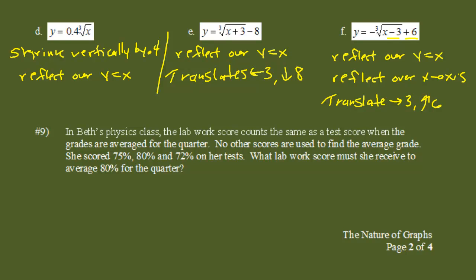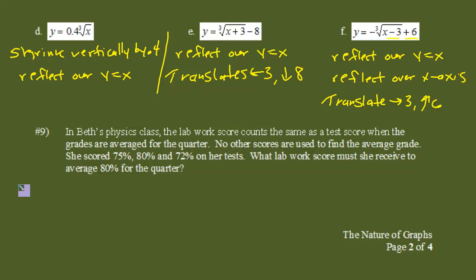In Beth's physics class, the lab work score counts the same as a test score when the grades are averaged for the quarter. So in other words, a lab score and a test score, there's nothing to distinguish between those two. Equal in importance. No other scores are used to find the average grade. She scored a 75%, 80%, and 72% on her tests. What lab score must she receive to average an 80% for the quarter?